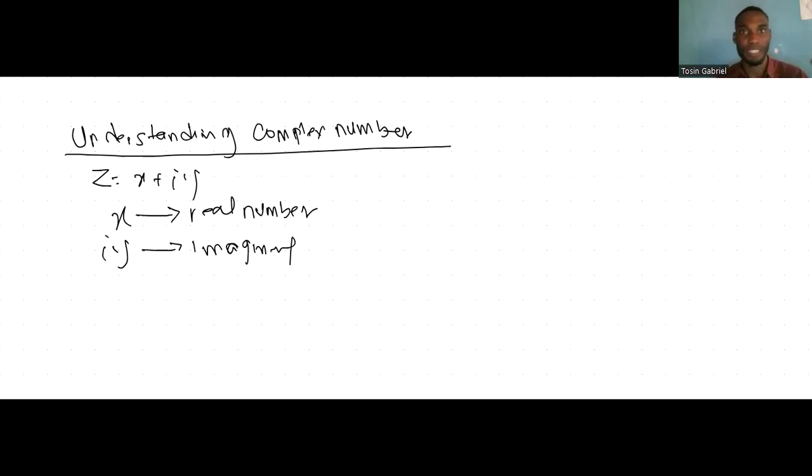So we have the x, which is the real part, then iy, which is the imaginary part of the complex number. The imaginary unit itself is i, and this i is gotten from the square root of -1. So the square root of -1 is equal to i. It was Euler, when he was trying to solve the quadratic equation, who came across the square root of a negative number.